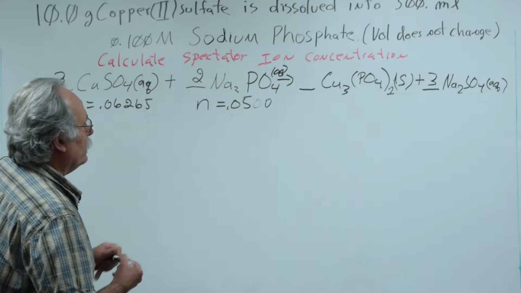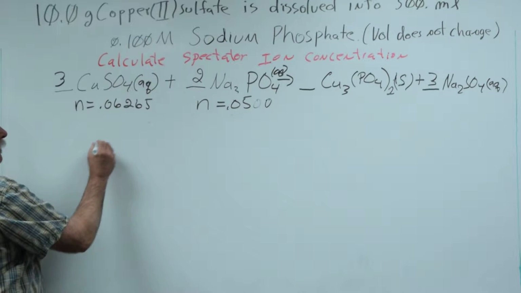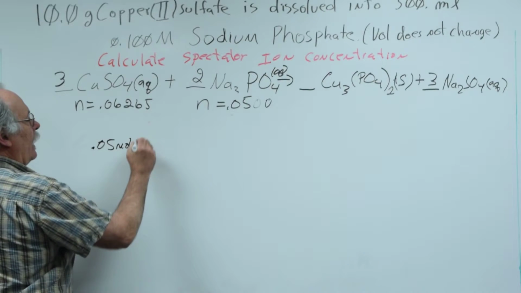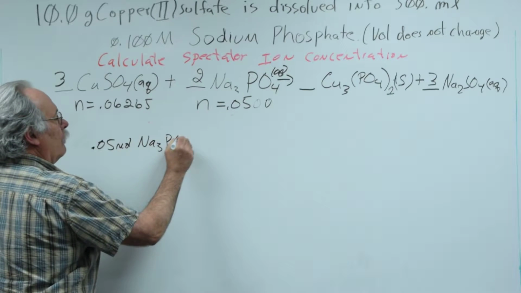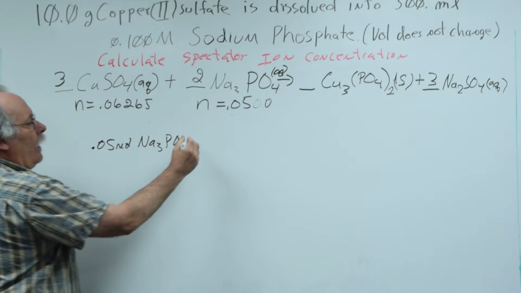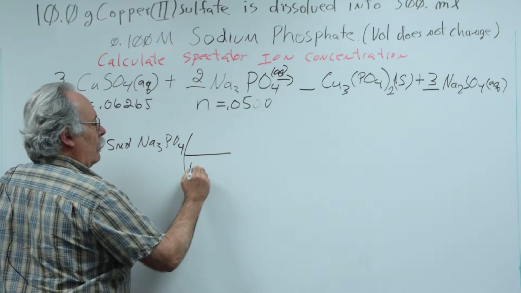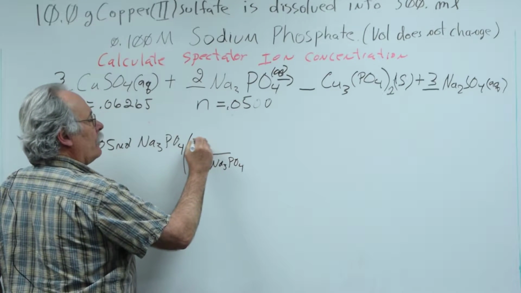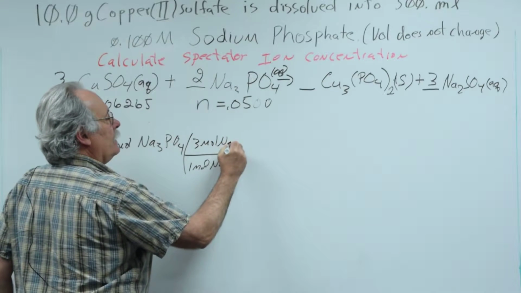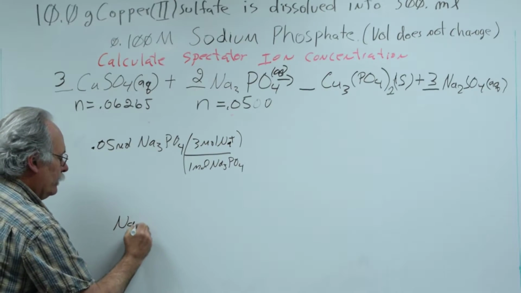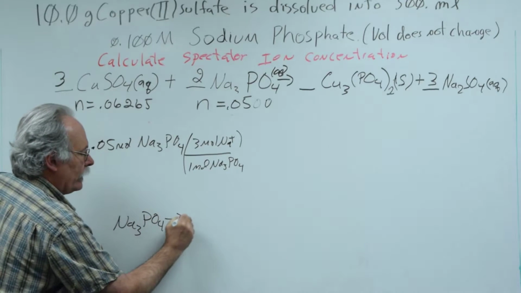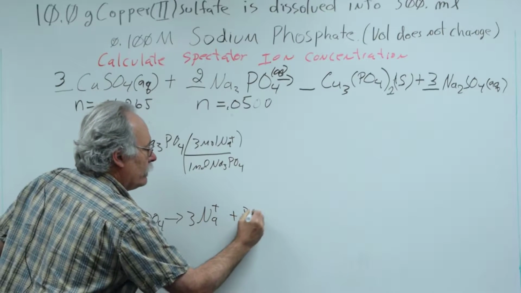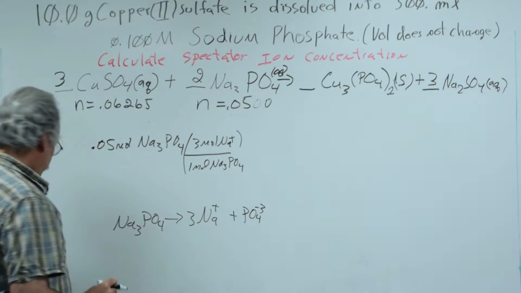So let's first do the sodium. We start with 0.05 moles of Na3PO4. We know that for every 1 mole of Na3PO4, there are 3 moles of Na plus, because Na3PO4 breaks up into 4 ions, 3 of the sodium plus and 1 of the PO4 minus 3.